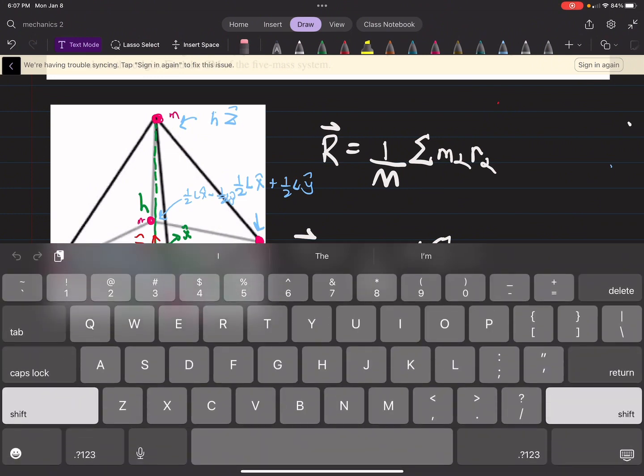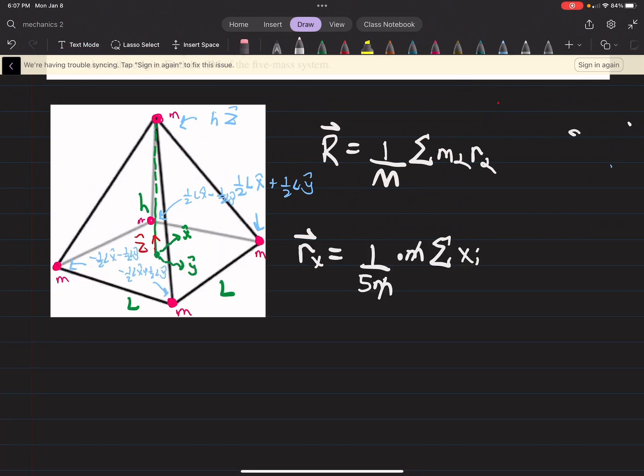And if you were to add up your x components, well, you have two positive 1/2 L's and two negative 1/2 L's. So 1/2 L plus 1/2 L minus 1/2 L minus 1/2 L is obviously 0. So the x center of mass is where we would expect it to be, at x equals 0.